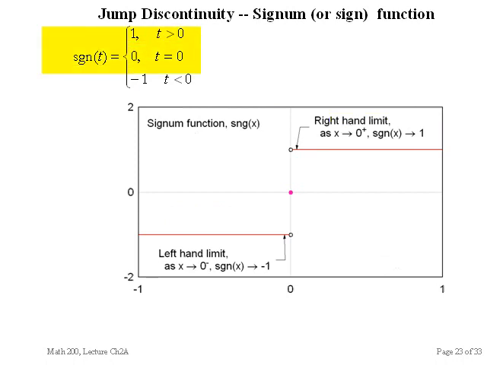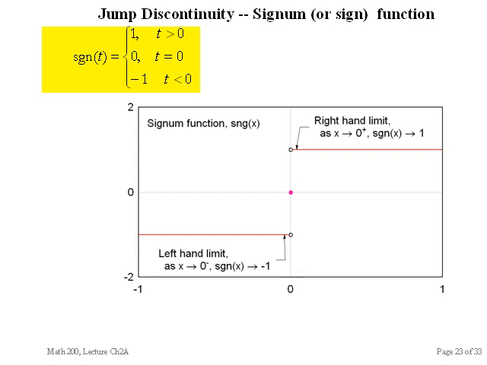Another function that exhibits a jump discontinuity is the signum or sign function. The sign function just gets the sign of the argument. If it's positive, it assigns 1. If it's negative, it's minus 1. At 0, there really is no sign, so it has a value 0.